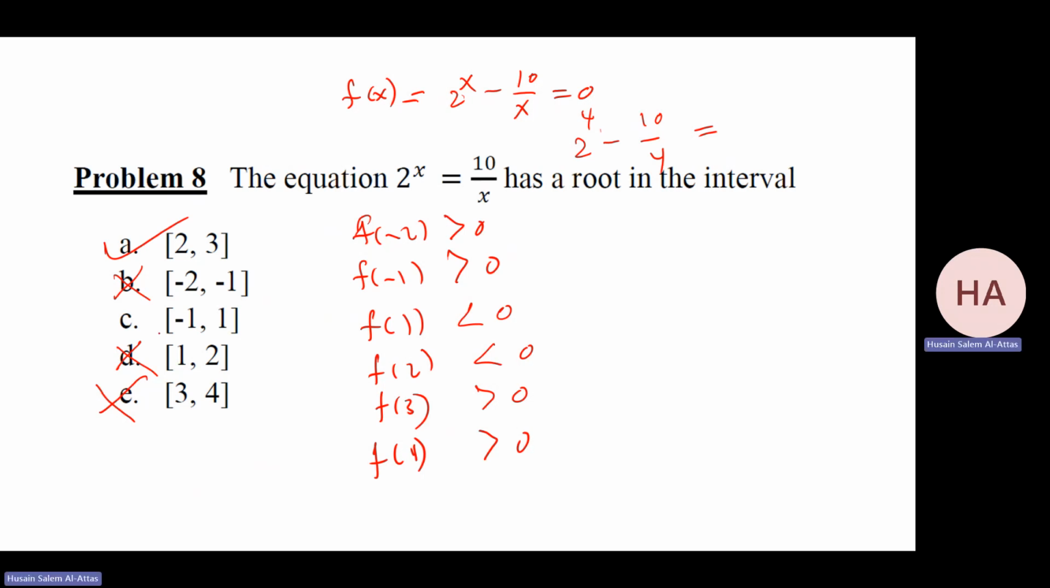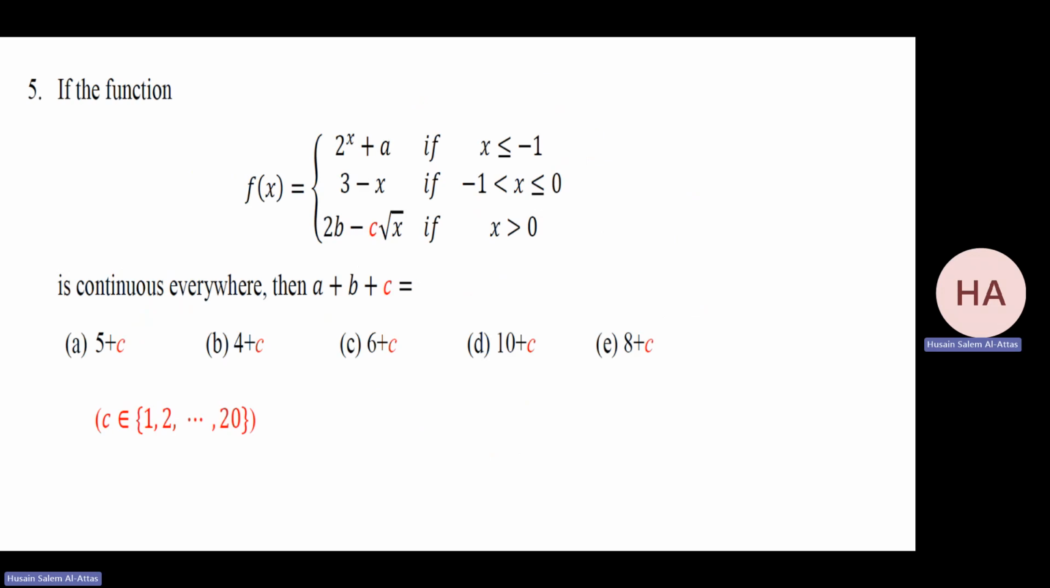But this one, what's wrong with it? Minus 1, 2 to the power minus 1, minus 10 over minus 1. Plus, that will be what, half plus 10, which is positive. This is f of minus 1. F of 1 will be 2 to the power 1 minus 10 over 1, which is negative, very clearly negative. So this is also correct. I have two answers. This is by mistake.